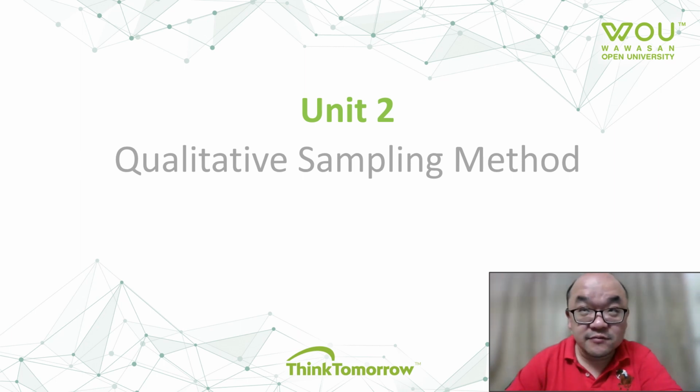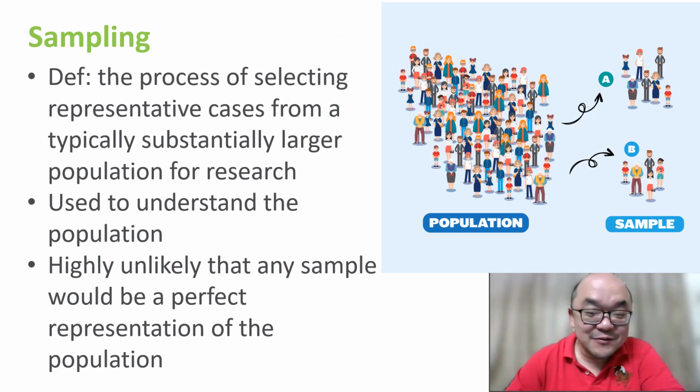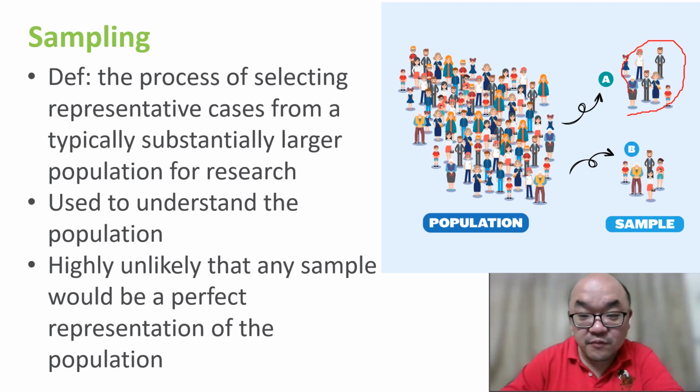Now, some of you might think this is funny, like why am I learning about sampling anymore? I have learned enough about this during my undergraduate years, isn't it? So let's just talk briefly about what sampling is first. I imagine for both qualitative and quantitative methods, the definition of sampling would be similar. The idea is to select representative cases from a typically substantially larger population for research. So again, the idea is to get a smaller group from the whole population in order to actually run your research. Typically, because it would be too costly or just impossible to get the whole population in.